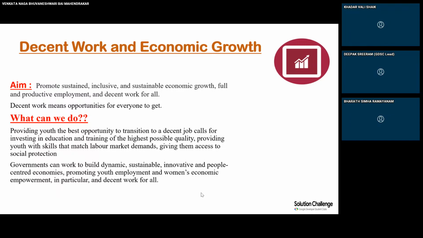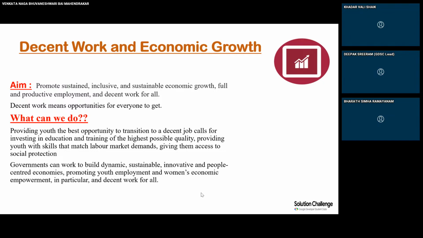So providing youth the best opportunity to transition to a decent job calls for investing in education and training of the highest possible quality, providing youth with skills that match labor market demands. Whatever the market demands, the graduate should have that skill set. If he or she has that, they will definitely get a job.